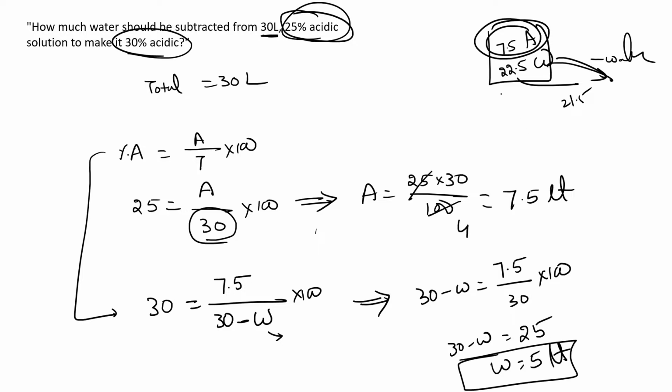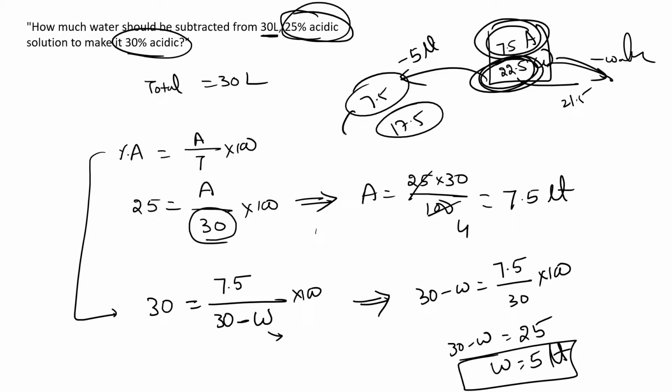That means out of this 22.5 liters, if you took out 5 liters of water, then you are going to have 22.5 minus 5. You are going to have 17.5 liters of water and 7.5 liters of acid. Now find out the percentage, you will get exactly 30% as your answer.